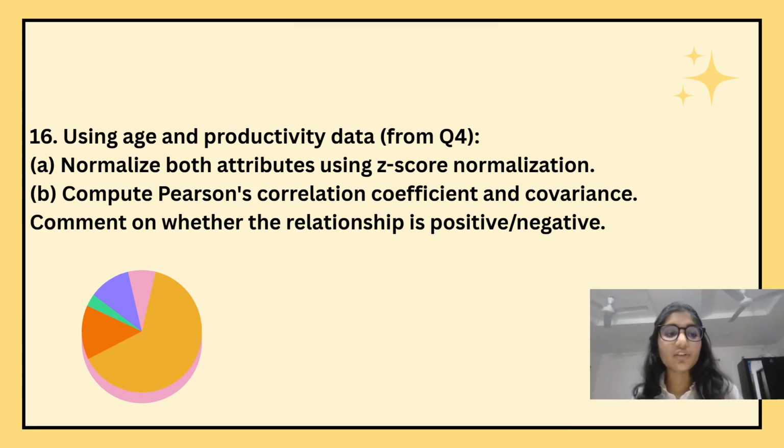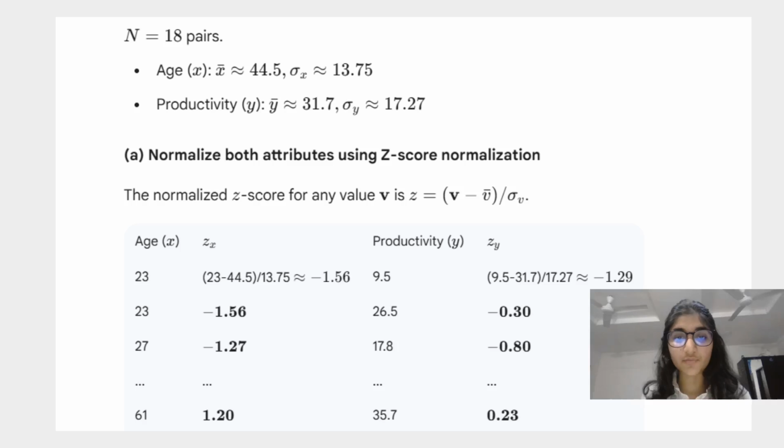So now in this video, we will solve the 16th, 17th and 18th questions of part C. The 16th question says: using age and productivity data, normalize both attributes using Z-score normalization, and the B part is compute Pearson's correlation coefficient and covariance. Also comment on whether the relationship is positive or negative.